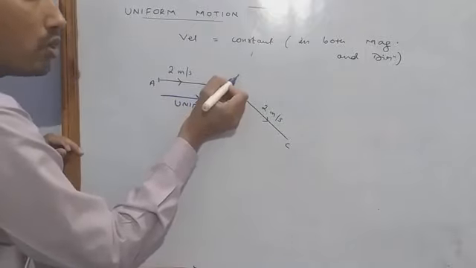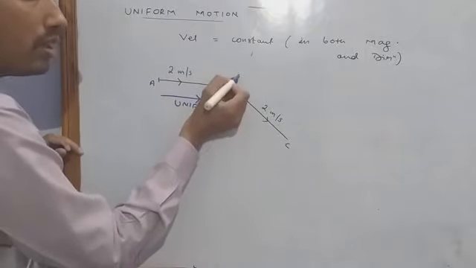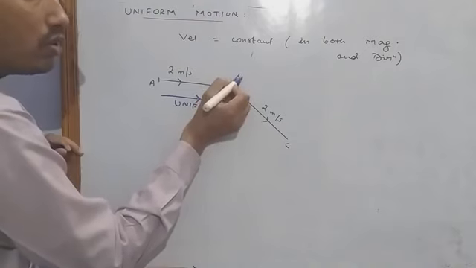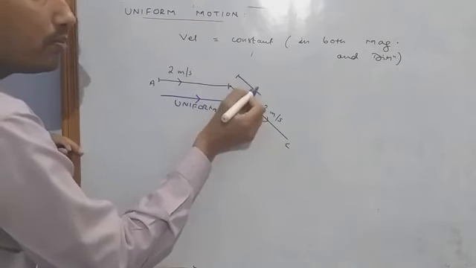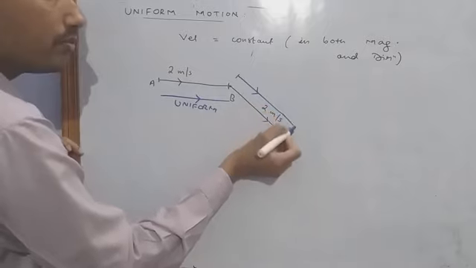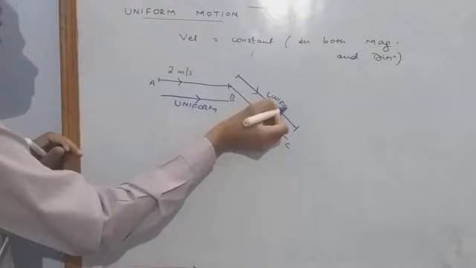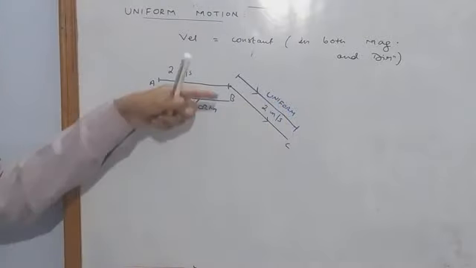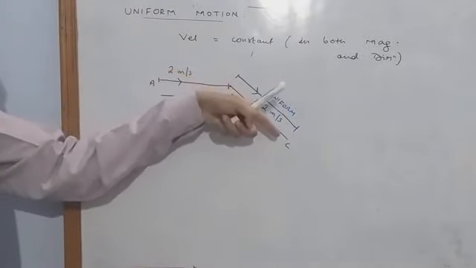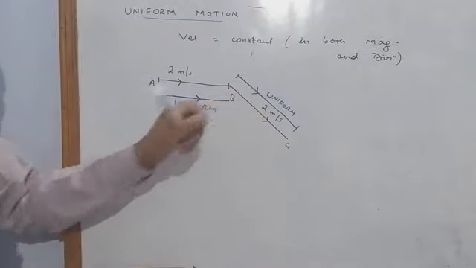Likewise, the motion from B to C is also uniform. This motion is also uniform. Same reason, because direction is not changing, it is moving in a particular direction and the value remains fixed.